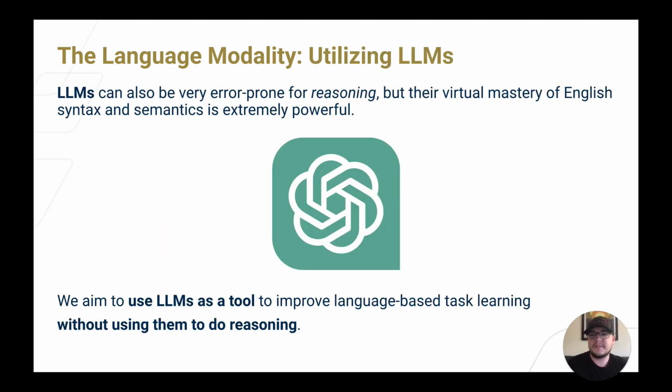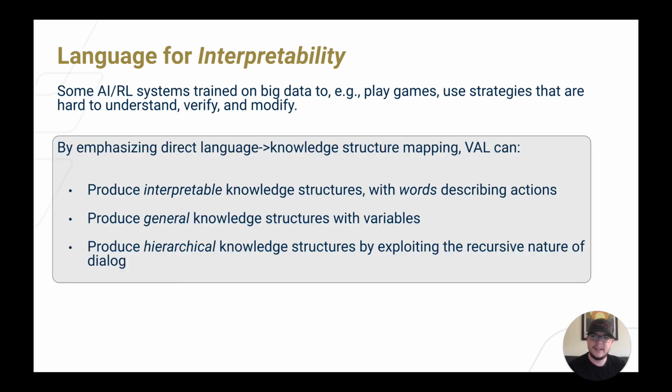LLMs can also be error-prone for reasoning, but for the analysis of the meaning of language at a syntactic and semantic level, they are quite powerful, and we would like to use them as a tool to boost the ITL approach by replacing the classical NLP pipeline, but keeping the reasoning structured and symbolic without delegating that to the LLMs, because it's shown that they can't do reasoning in every scenario.